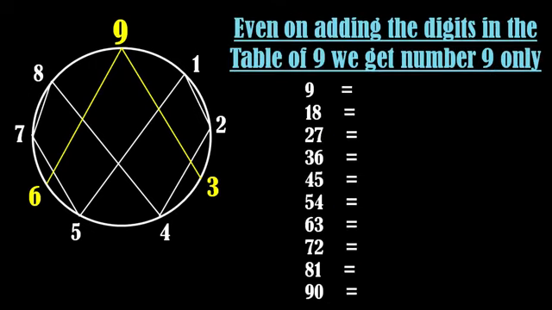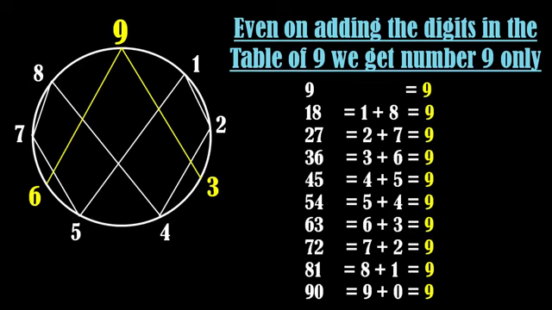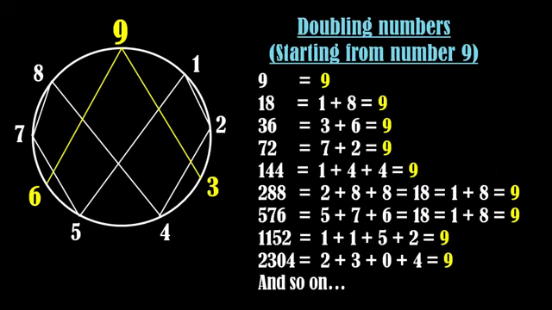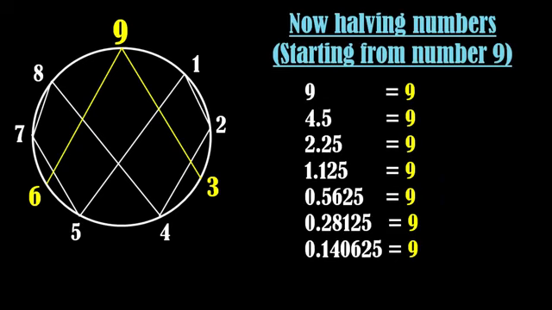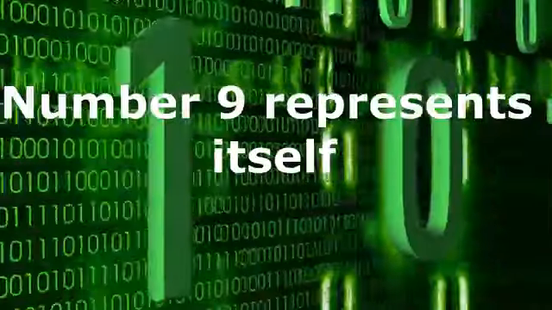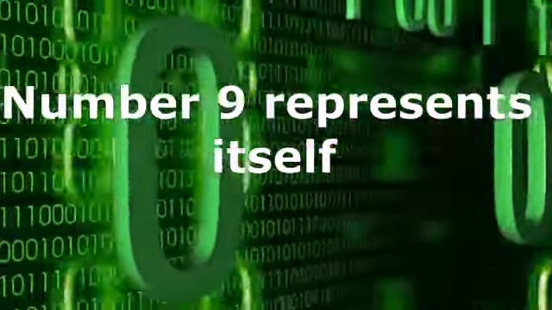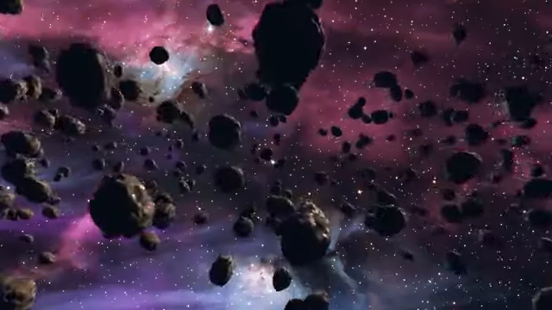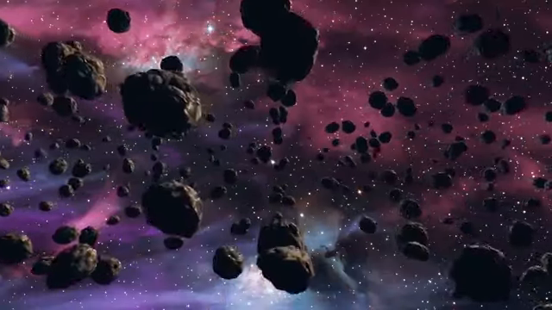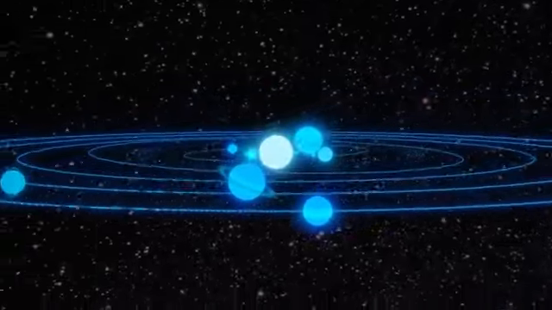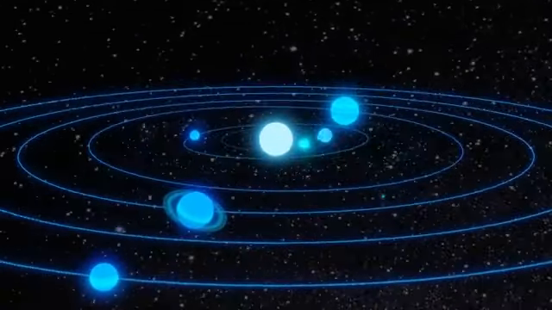Even on adding the digits in the table of 9, we get number 9 only. So we see whether we double or halve the numbers starting from number 9, we always get the number 9 only. It implies that number 9 represents itself. Now let me show you how powerful the number 9 is and how it is present everywhere in the universe.